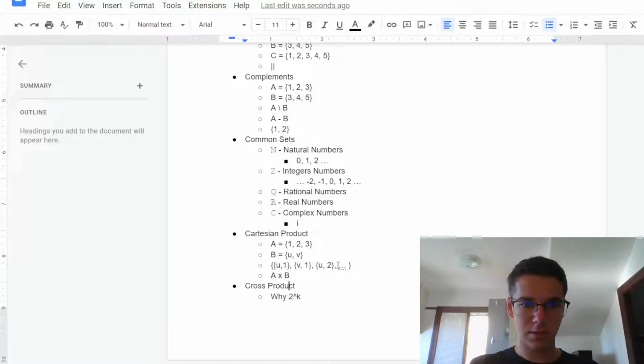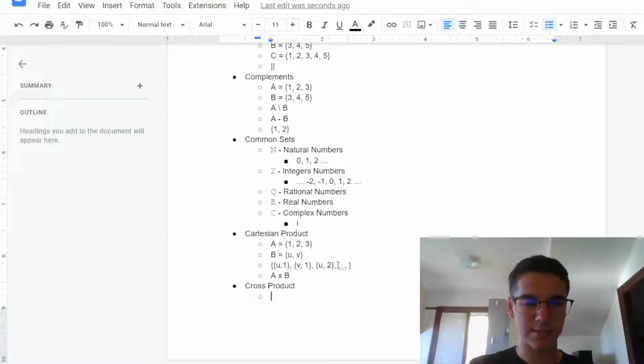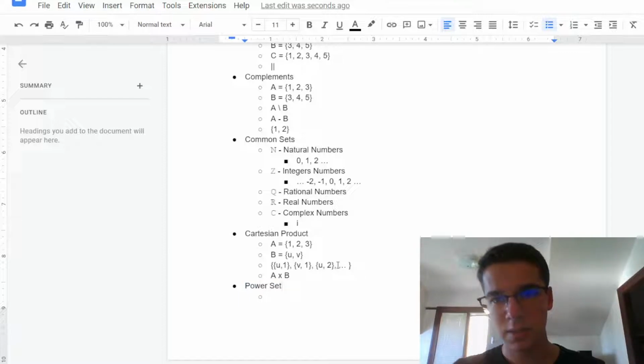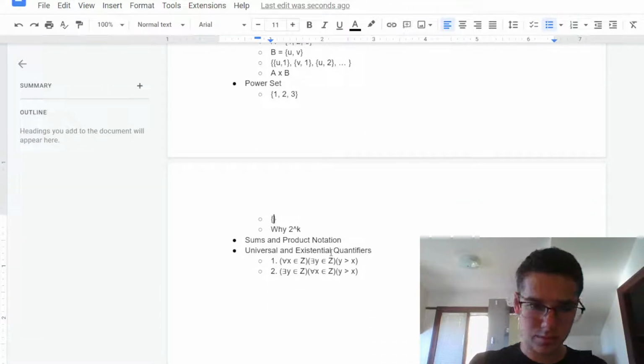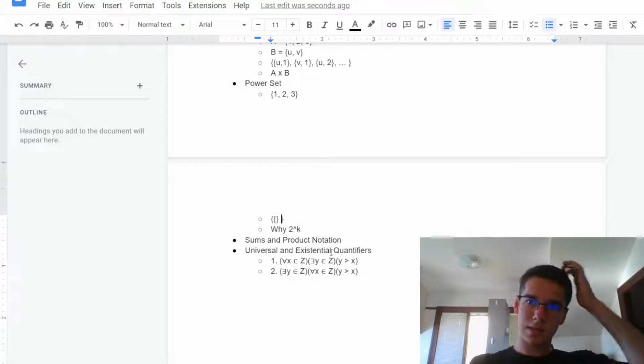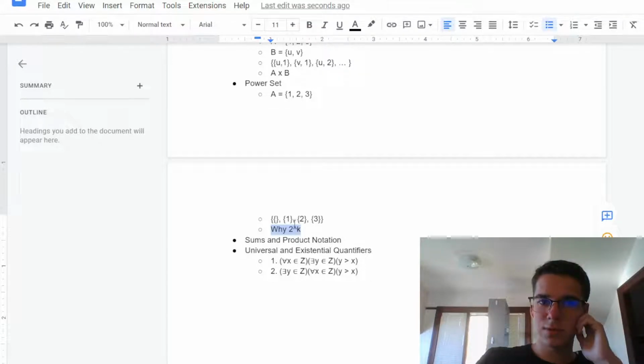Okay, next we're going to talk about the cross product. Or sorry, this isn't the cross product. What I actually want to talk about is the power set of a given set. Say we have the set 1, 2, 3. We get the power set by taking every subset of this set right here and putting that into one large set. The smallest one is the empty set, then we could do 1, then 2, then 3, and so on. The cardinality of the power set of a specific set is 2 to the k, where k is the number of elements in the set.